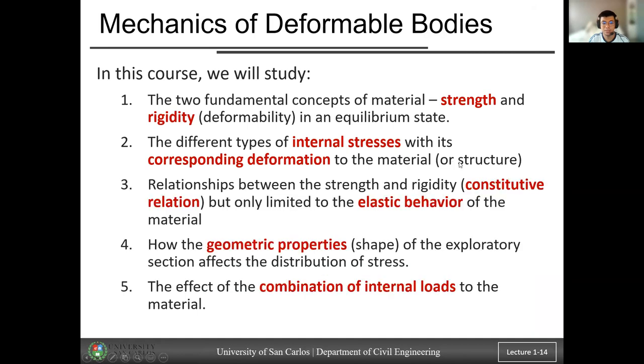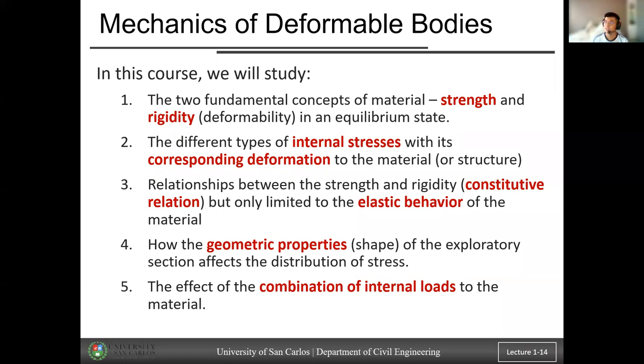Okay, so in this course we'll be studying the behavior of the different materials, their strength and their rigidity. Strength will reflect to stress and rigidity will reflect to deformation of the material. So internal stress corresponds to deformation. And then you also have the elastic behavior of the material. You also take into account the geometric properties of the material with effects on the distribution of stress. So the behavior of the material differs depending on its geometry.